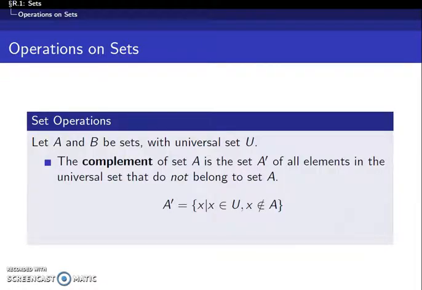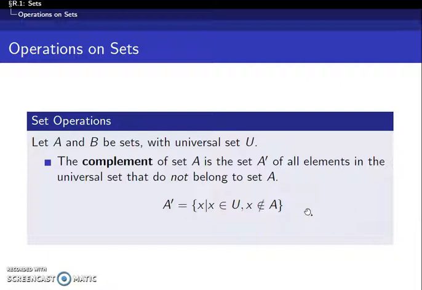Operations with sets. If you let A and B be sets with the universal set U, the complement of set A, written A with that little apostrophe, is the set of all elements in the universal set that do not belong to set A. Another way of writing that in set builder notation is the complement of A as all the elements x such that x is an element of my universal set, but x is not an element of my set A.